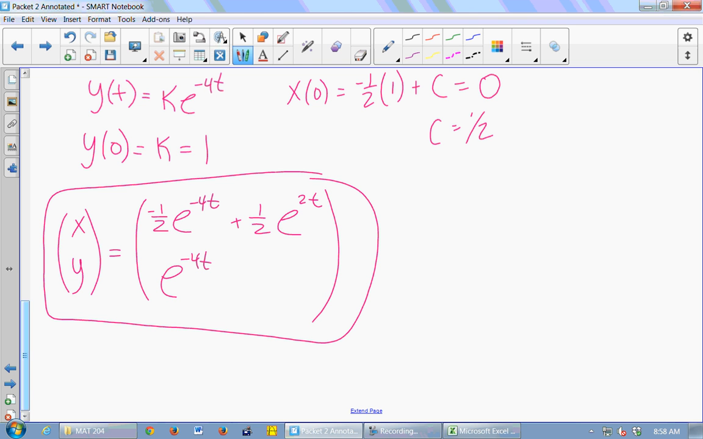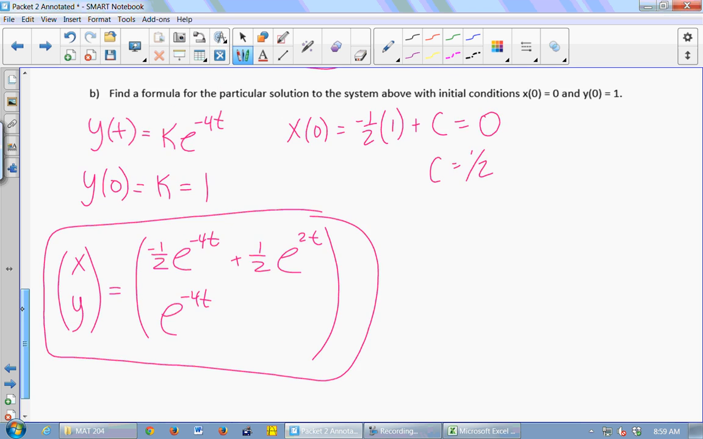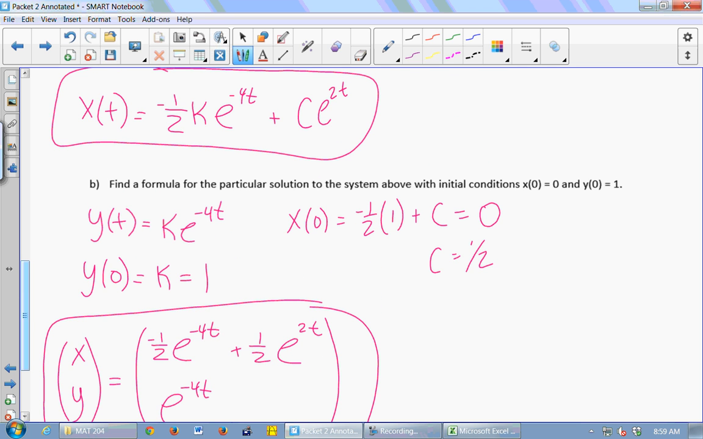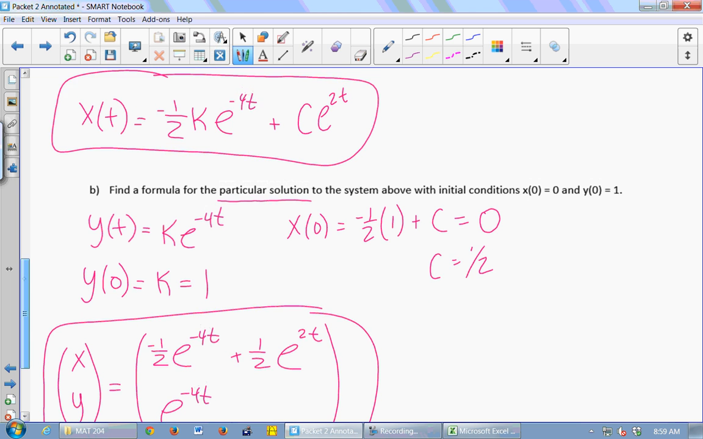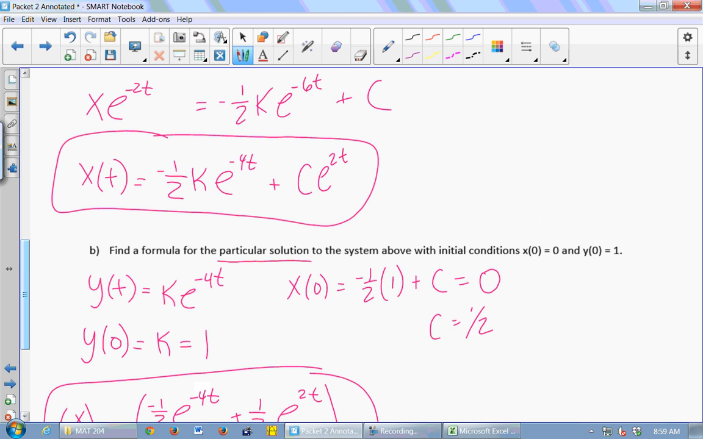No, not at all. Nope. I'm just trying to get you used to seeing both, because we're going to start pulling in more and more vector and matrix notation as the semester goes on. Yep. This is a particular solution that corresponds to a given initial condition. Yeah. The ones we found up here were the general solution.